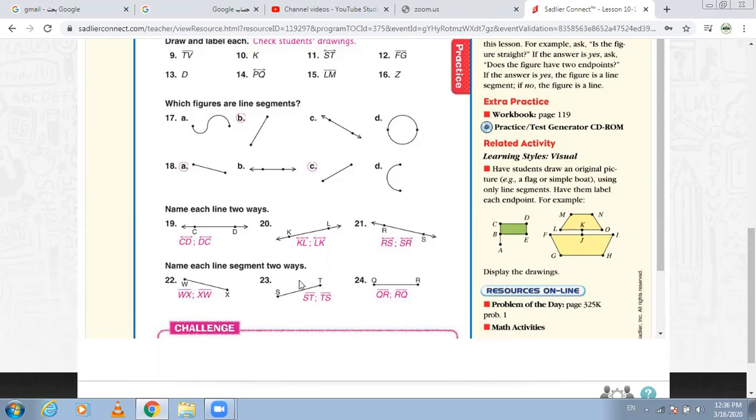Number 23, ST or TS. But don't forget to draw the sign of the line segment. Sign by draw line without any arrows. 24, QR or RQ, you have to draw a line without arrows.